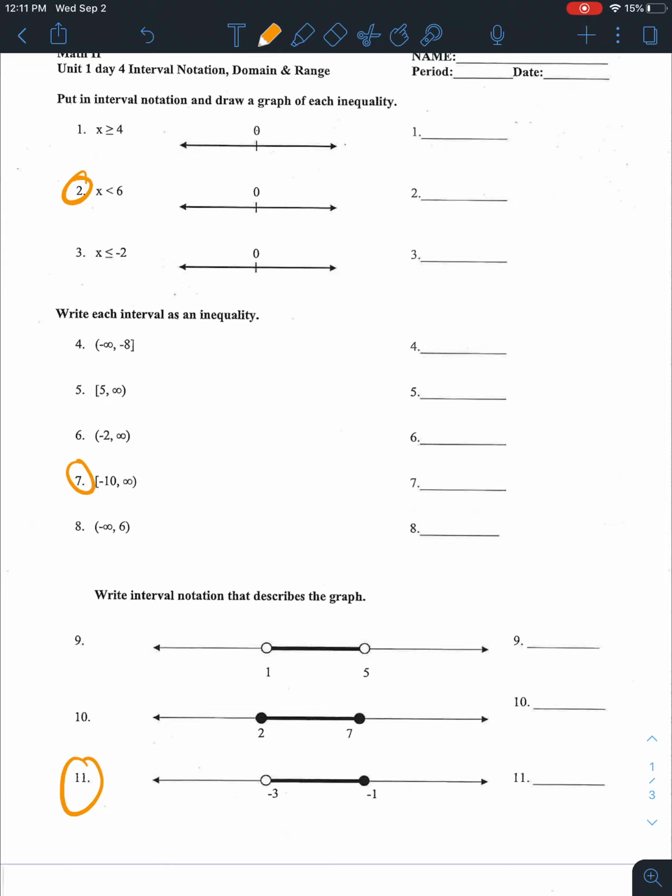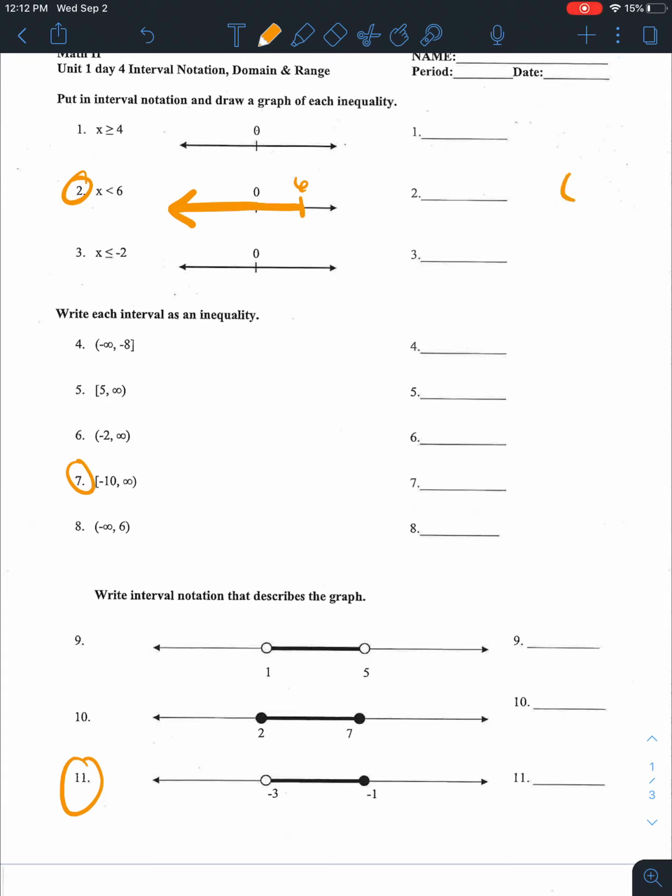Okay. So number 2, this says x is less than 6. So I'm talking about any value that's less than 6. On my number line, I'm going to put 6 here. I know it's on the right-hand side of 0 because 6 is bigger than 0. I'm talking about numbers that are less than, which means we're going to get smaller. So my number line is going to be drawn this way, and it's going to keep going forever and ever and ever.